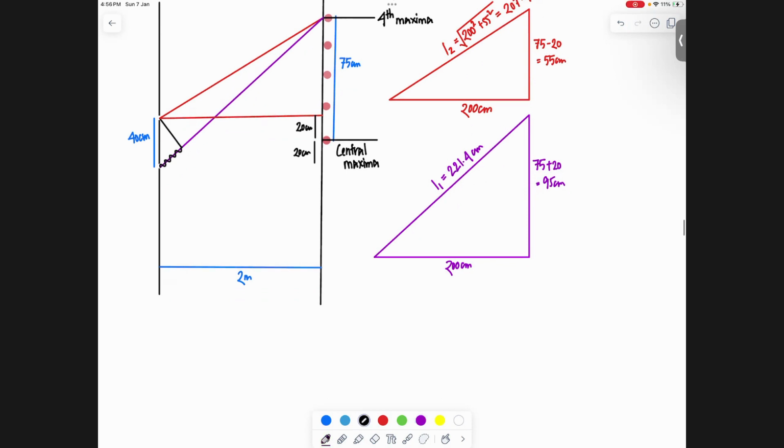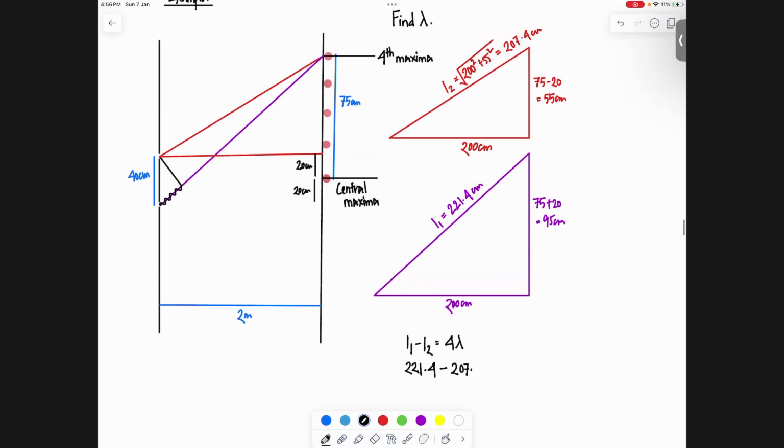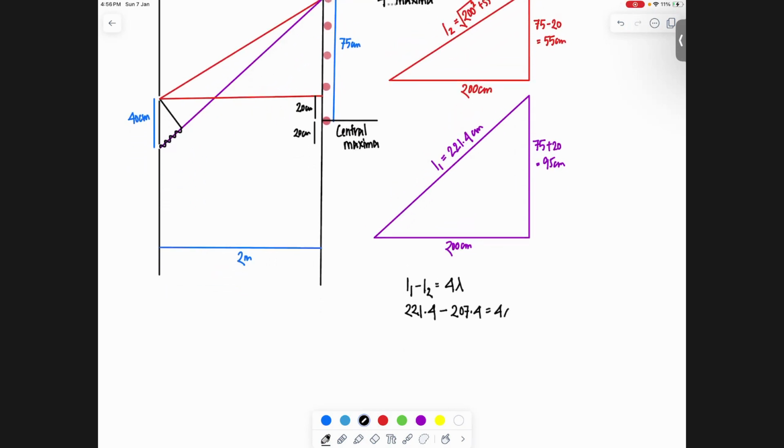So we know that whatever the lengths are, the difference would be equal to 4 lambda. Therefore, L1 minus L2 equals 4 lambda. That's 221.4 minus 207.4 equals 4 lambda. So therefore, lambda is how much? 3.5 centimeters. Okay. And those who used the formula, what did you get? 3.75.